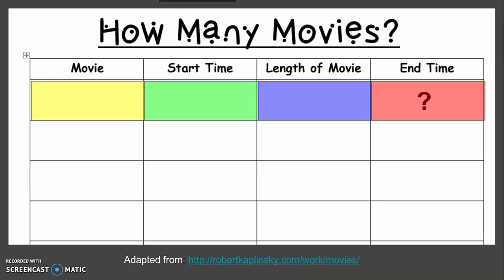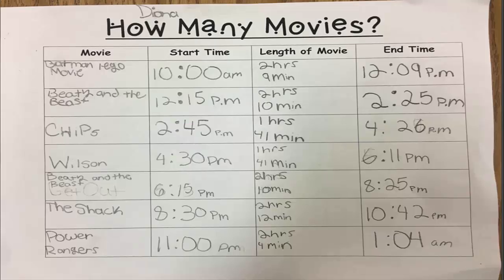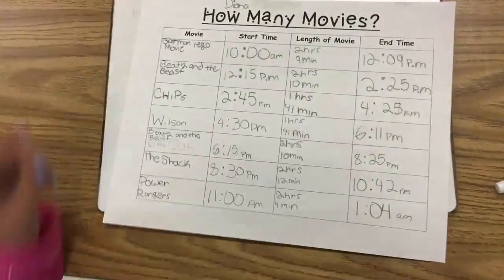This task can be adapted by changing the type of information that is provided. Instead of the start time and change in time, students could be required to find the length of the movie or start time. How many movies were you able to see in one day?